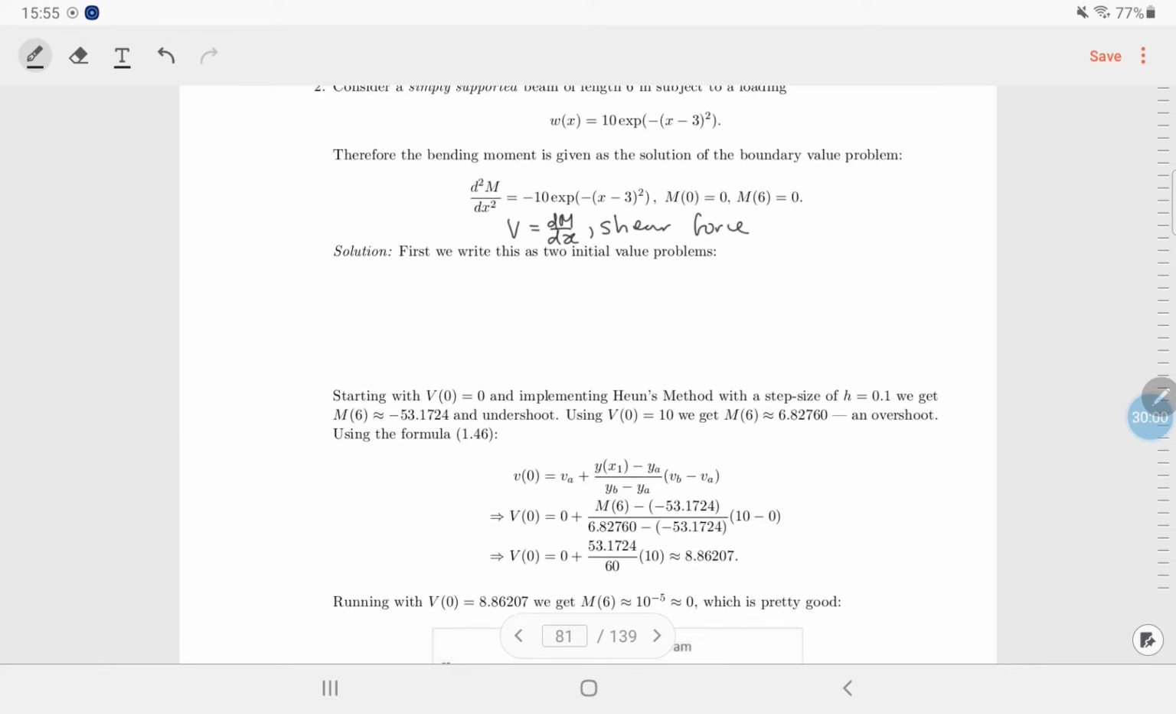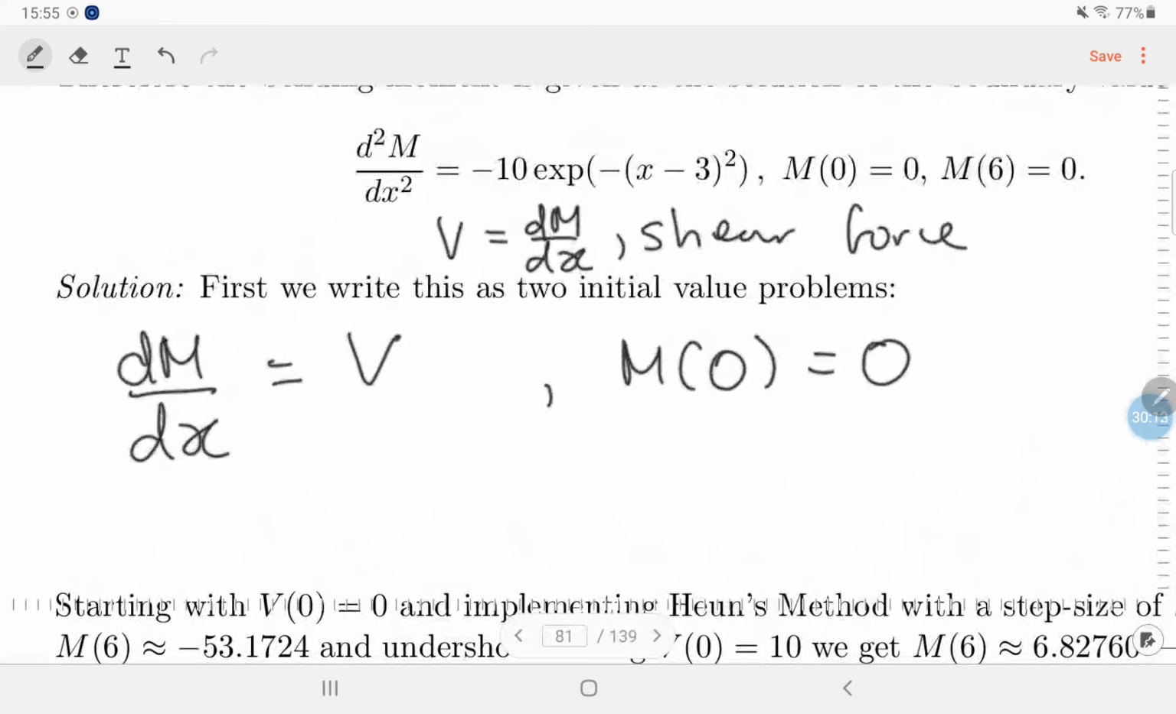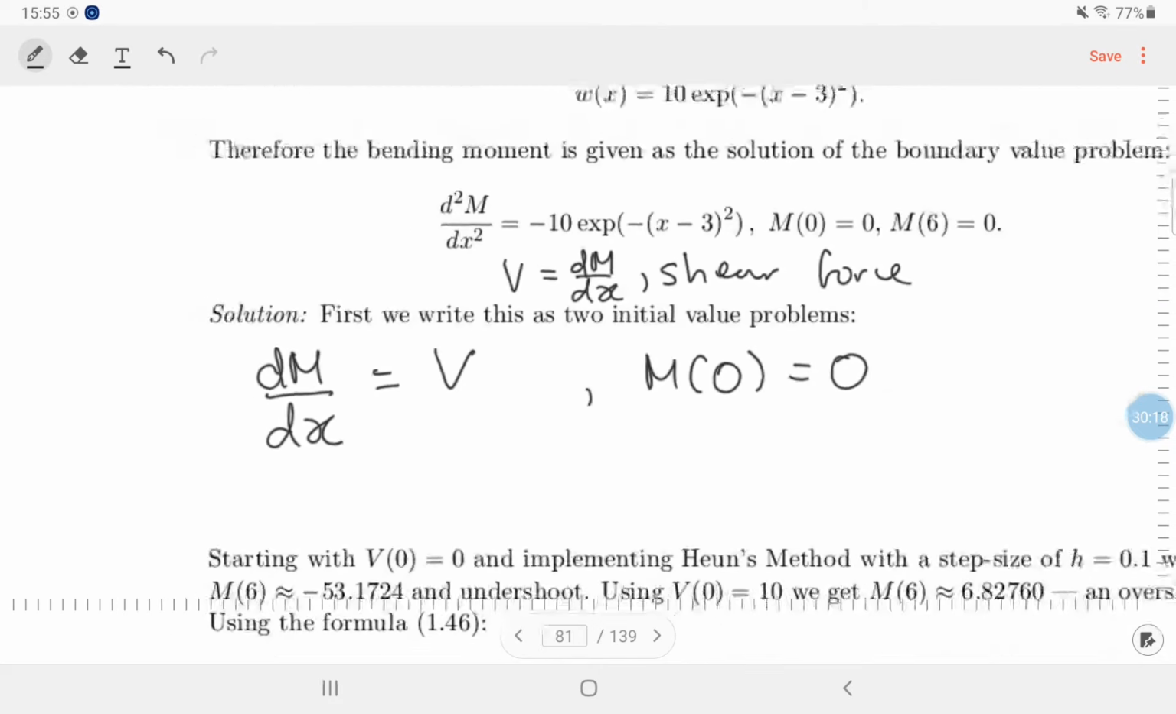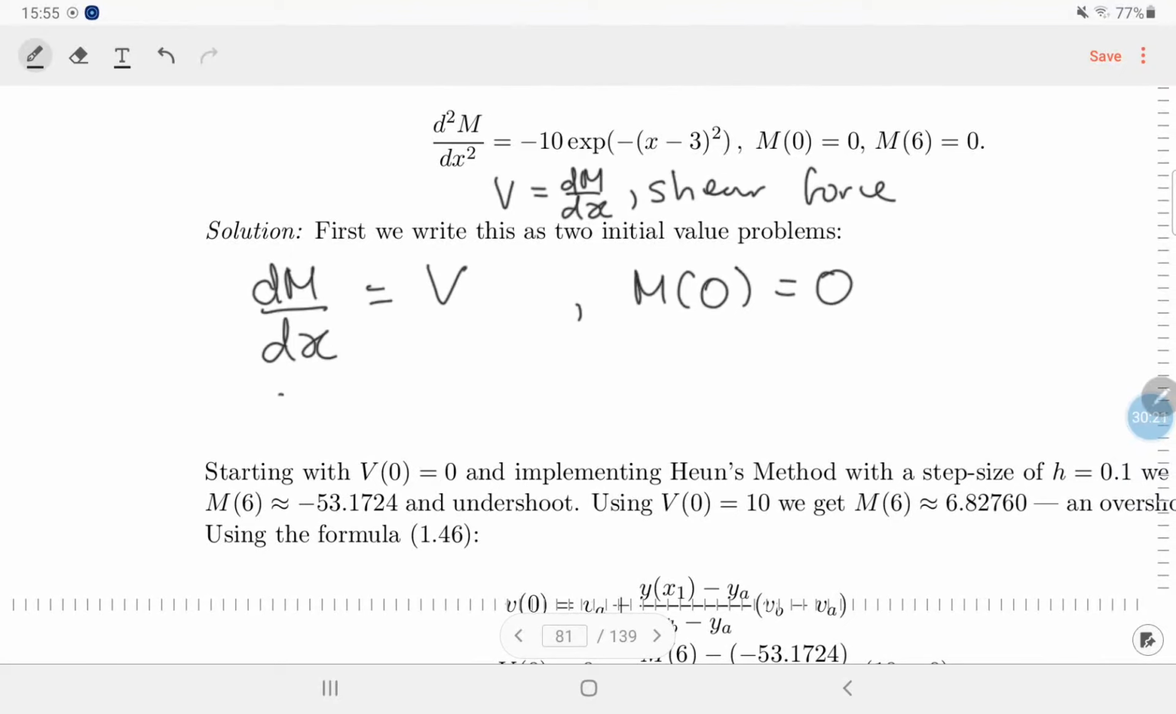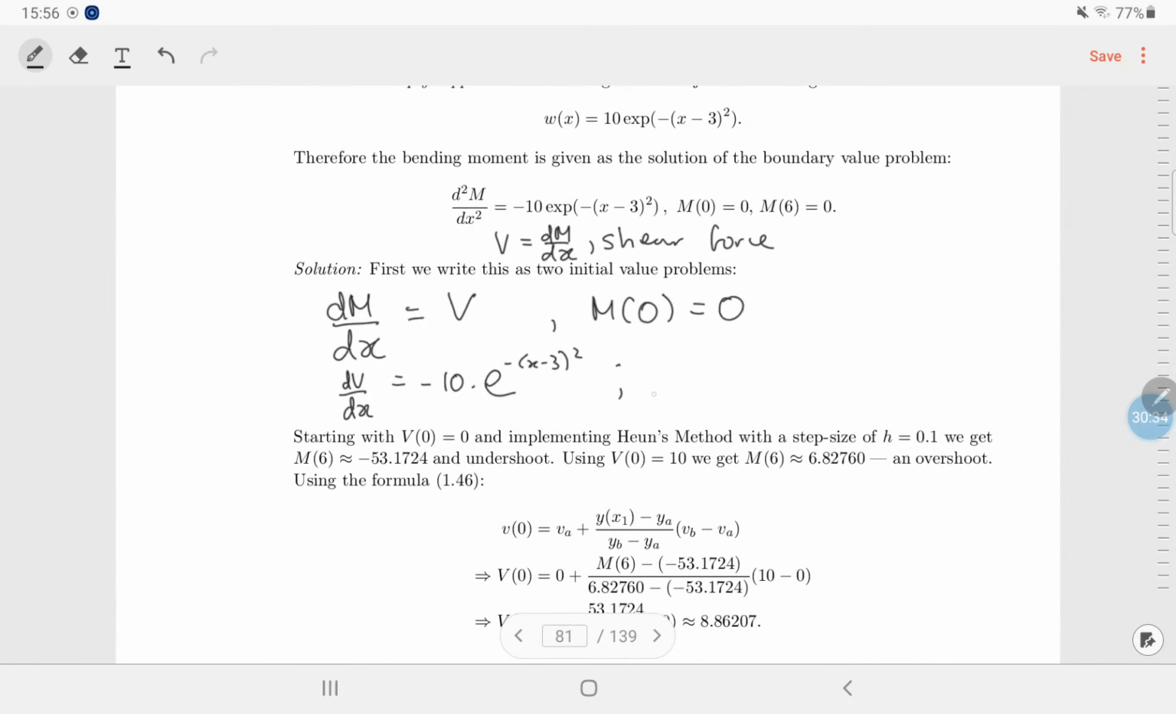And I think we're pretty much straight away there, because if I write an equation for M, dM/dx is equal to V, together with the initial value of M, which is 0, and then look at this shear force, differentiate both sides. The derivative of V with respect to x is the second derivative of M with respect to x, which is given here. So I get dV/dx is equal to, now I'm going to write it with the exponential now, e to the minus (x minus 3) squared, which of course is the same thing. So that's the differential equation for the shear force, but we've no idea what the initial shear force is.